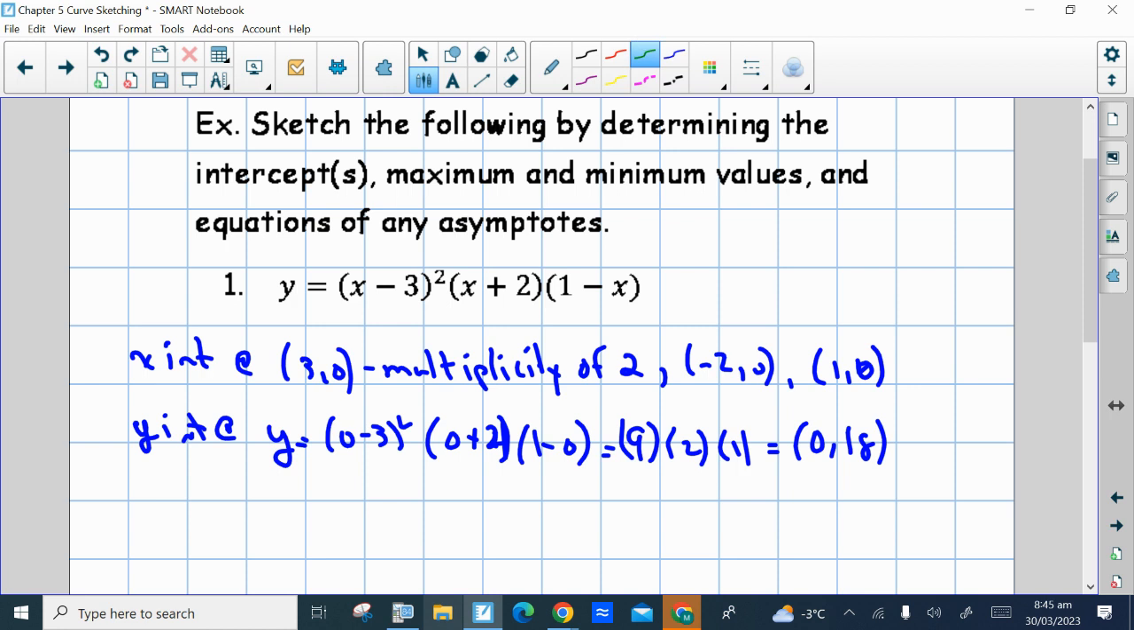Right? So to find our max and min values, if we look at this degree, this is a 4th degree polynomial, because the x squared from the first factor times another x gives us an x cubed, times our last x gives us x to the 4th. It's a 4th degree polynomial, and the initial term will be negative because of this negative x in the last factor.